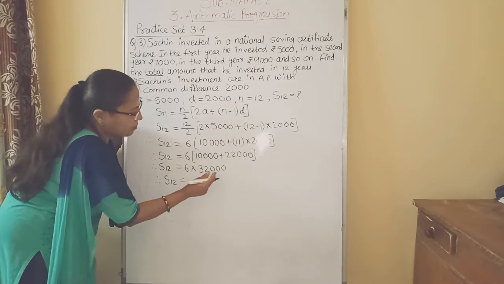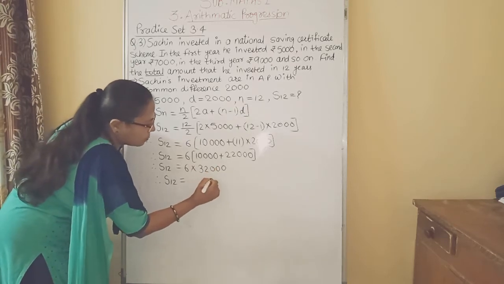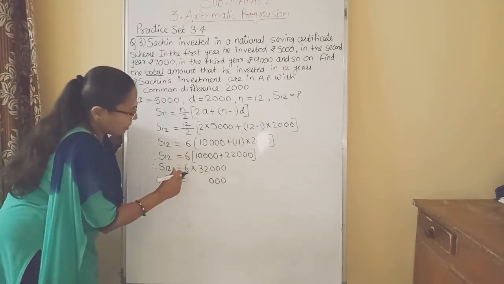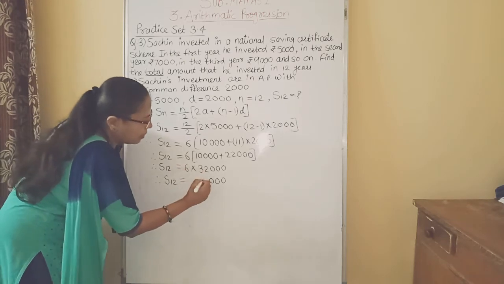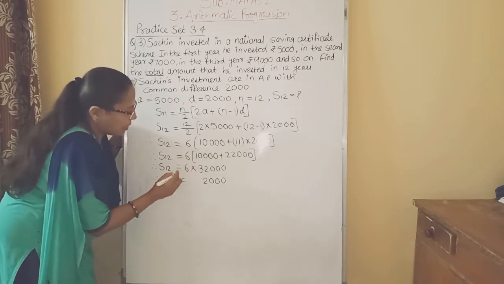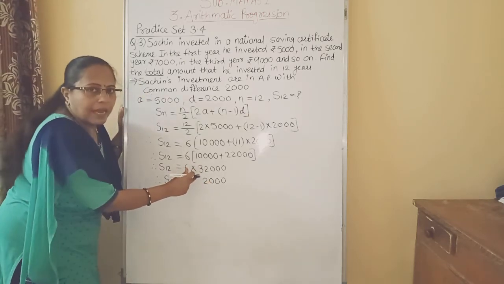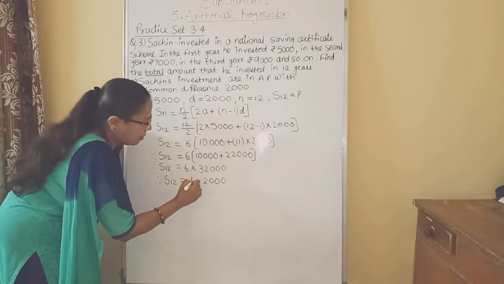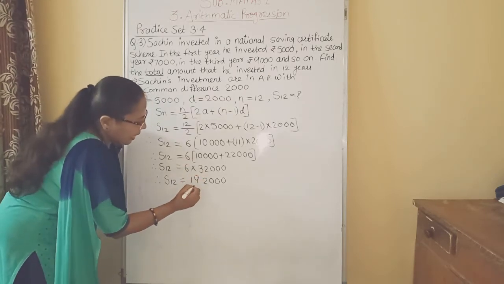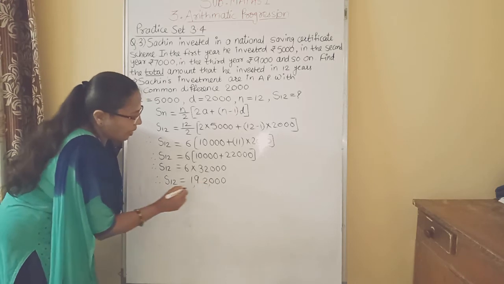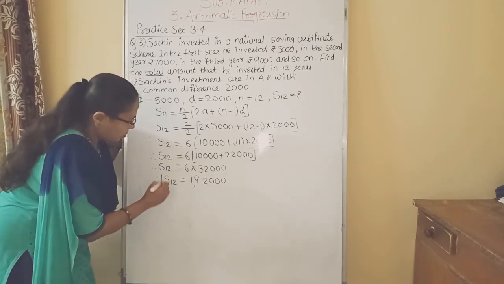Now we have to multiply this. First we will write these 3 zeros. Now we will multiply by 6. 6 2s are 12, carry 1. 6 3s are 18. 18 plus 1, 19. That means here we will get the answer 1,92,000.